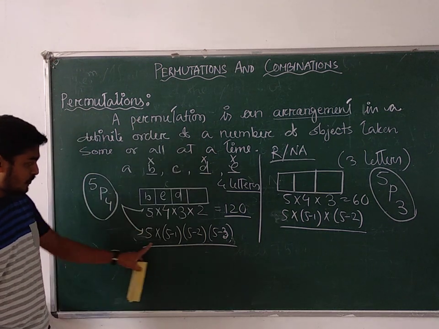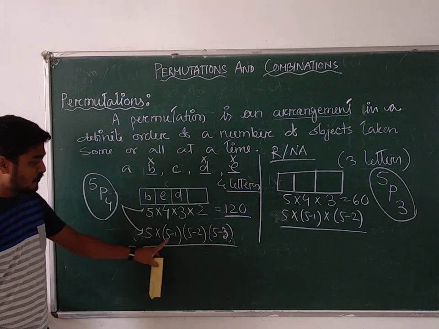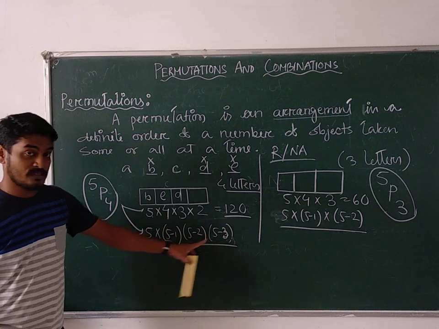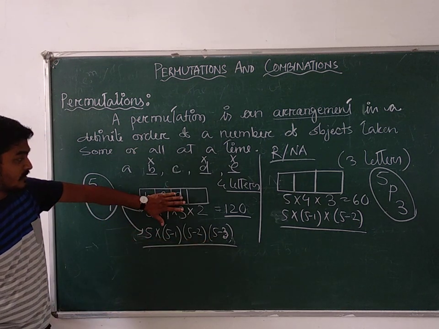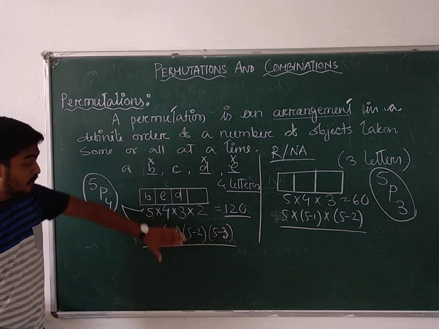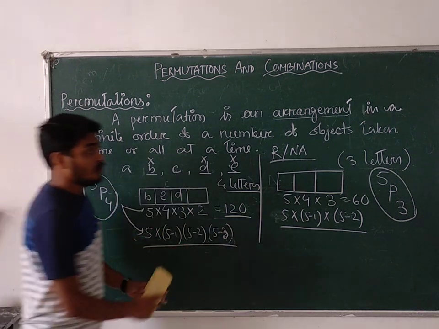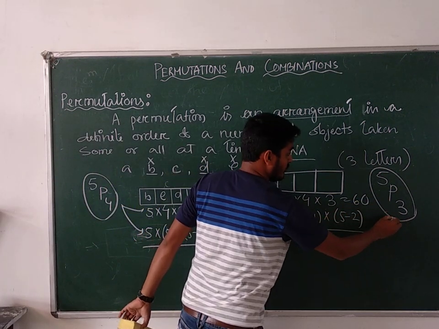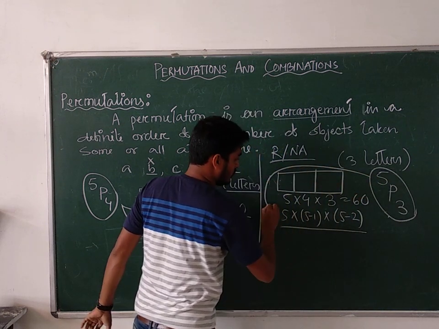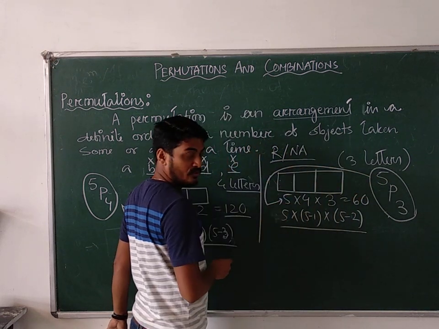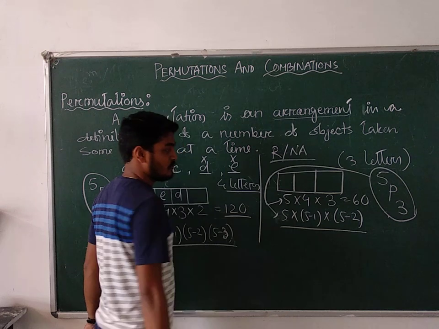That means 5p4 can also be written as 5 into 5 minus 1 into 5 minus 2 into 5 minus 3. Without going through this explanation, you can easily directly write down the answer. What is the expression for 5p3? The expression for 5p3 is this one: 5 into 4 into 3, 5 into 5 minus 1 into 5 minus 2.